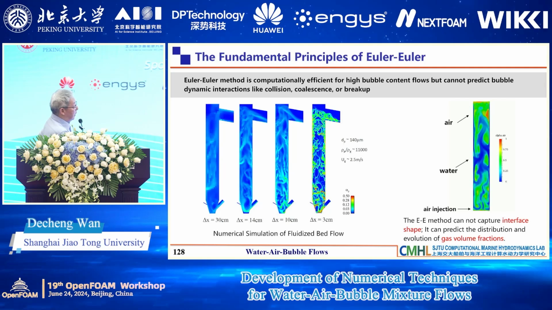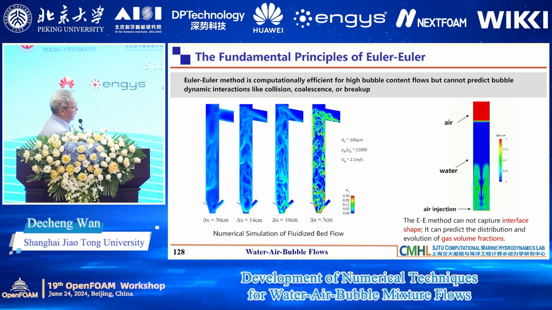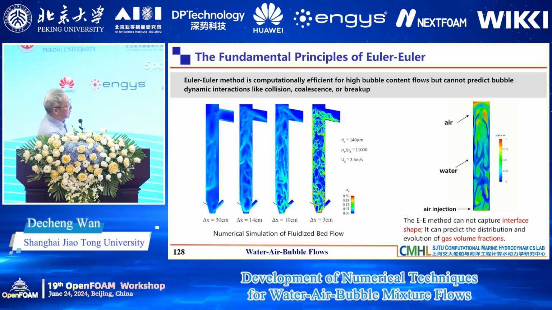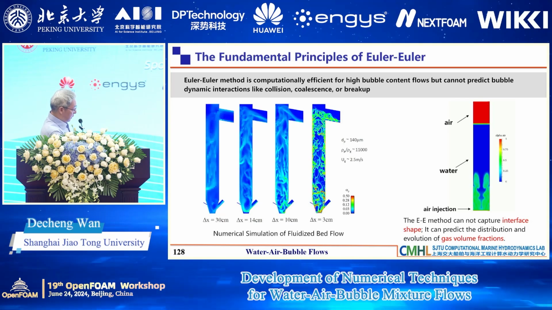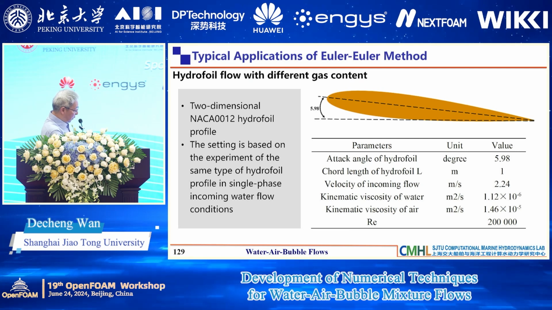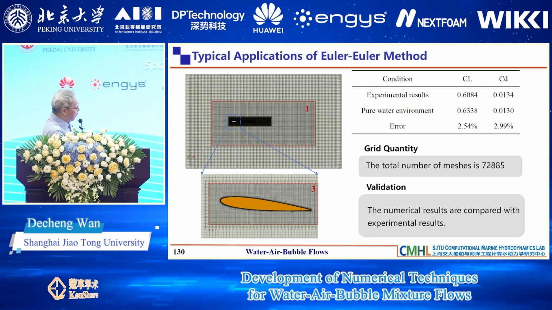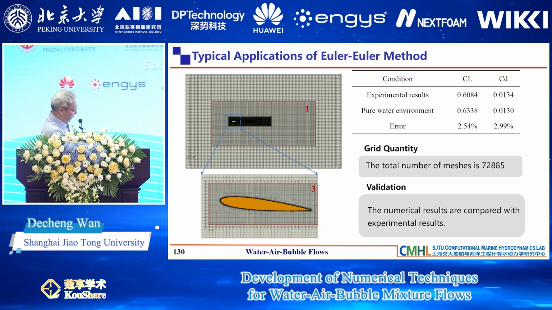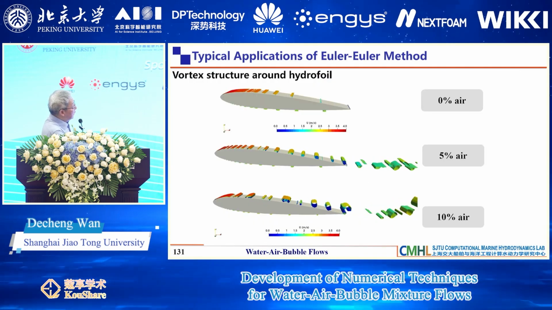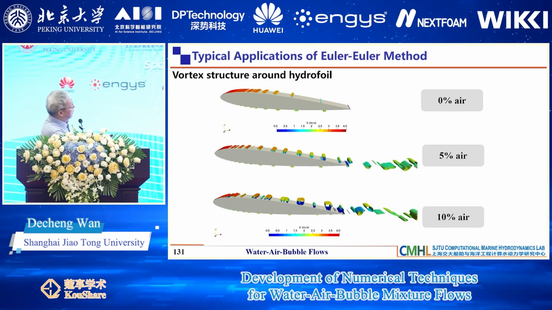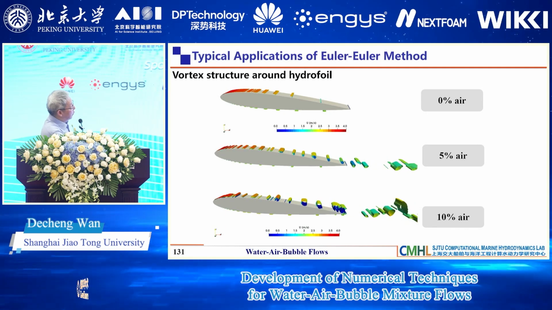So this is one example, air and water. This is the air injected. How are the air and the water mixed together? Another example is flow along a hydrofoil. If there is no air, just water along it, you can see the vortex structure along the hydrofoil.